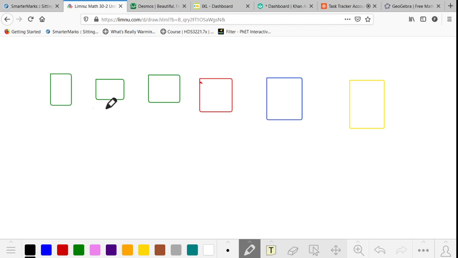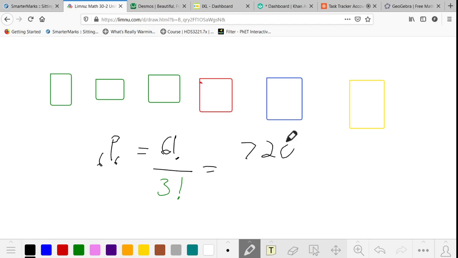Well, we could start by thinking, well, this is a permutation of 6, right? 6P6, or that's the same as 6 factorial, except we're told the green are identical. So we have to divide by 3 factorial for the green. So that is 720 over 6, or 120.